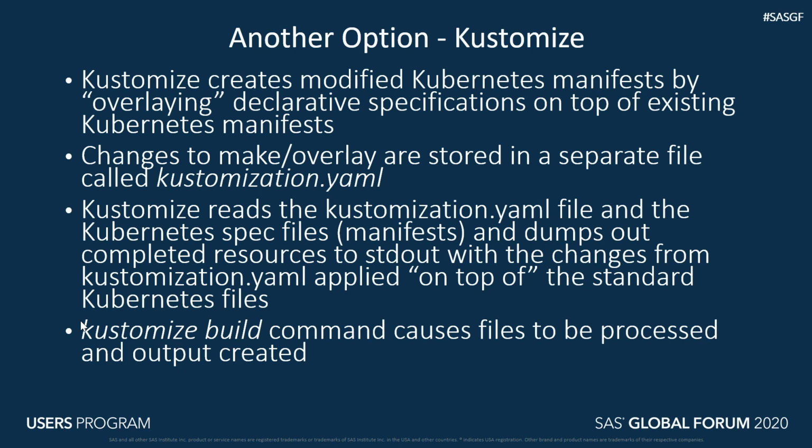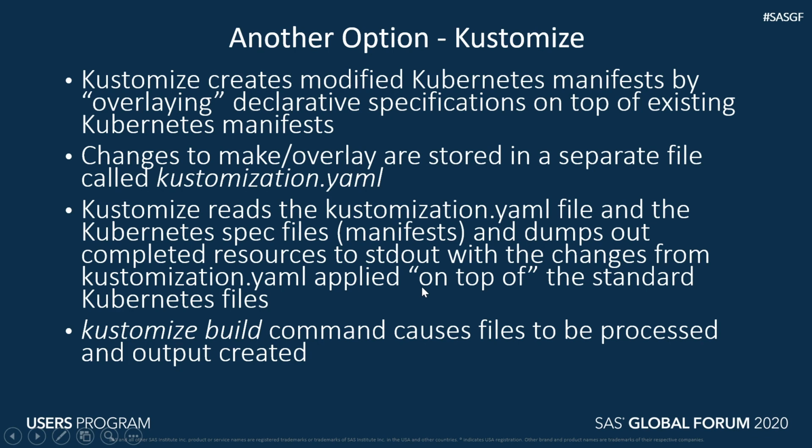Kustomize reads the customization YAML file and the Kubernetes spec files and dumps out completed resources to standard out, with the changes from the customization YAML applied on top of the standard Kubernetes files. Again, think of it almost like that layering that we described in a container image before, where we have the different pieces layered on top of each other. And the Kustomize build command causes files to be processed and the output created.